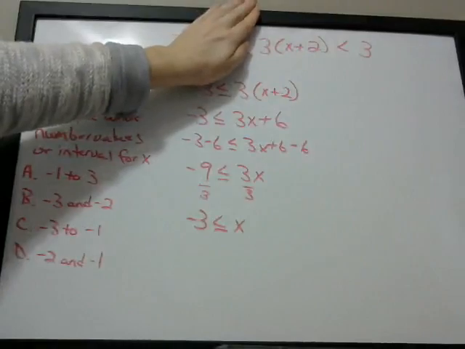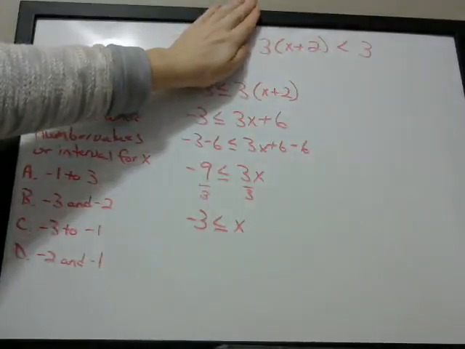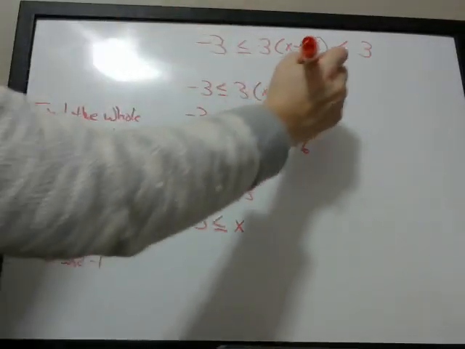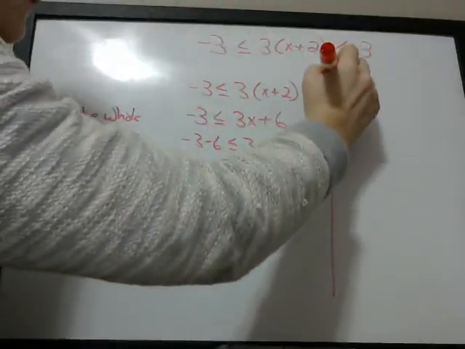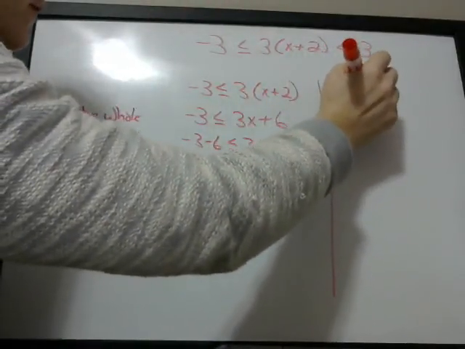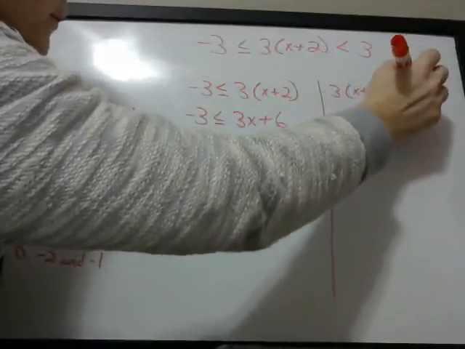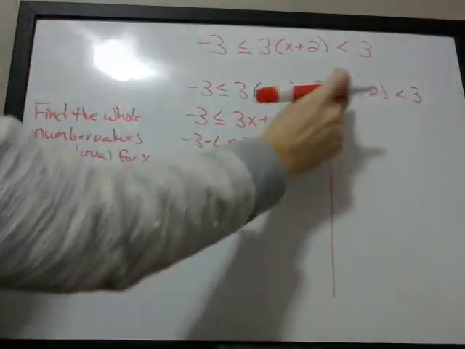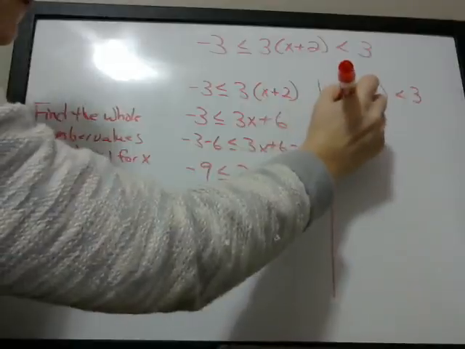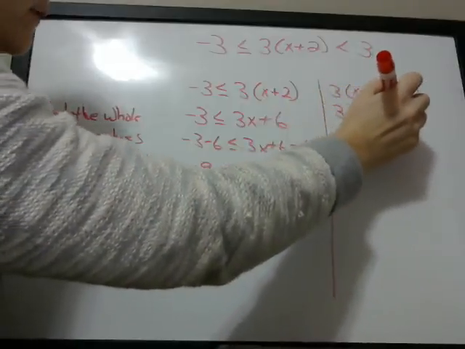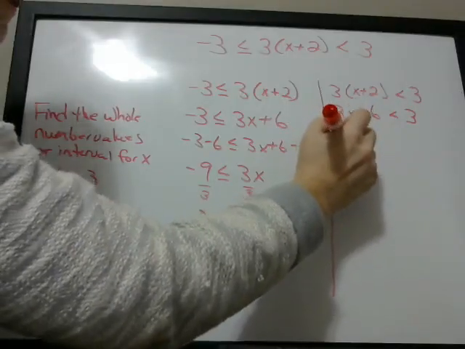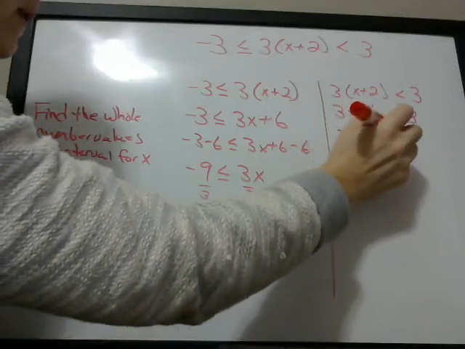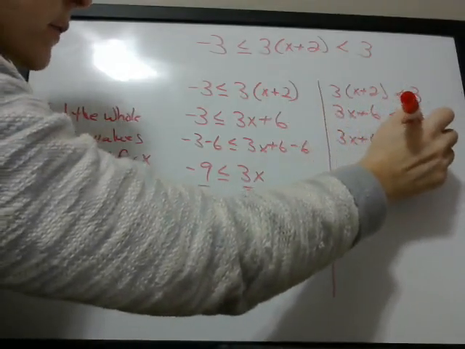Because remember, we also have to satisfy this part of the equation, or the inequality, I should say. So now we're just going to look at this side. And we have 3 times x plus 2 is less than 3. Again, we're going to use the distributive property. 3x plus 6 is less than 3. We need to get rid of the 6. 3x plus 6 minus 6 is less than 3 minus 6.